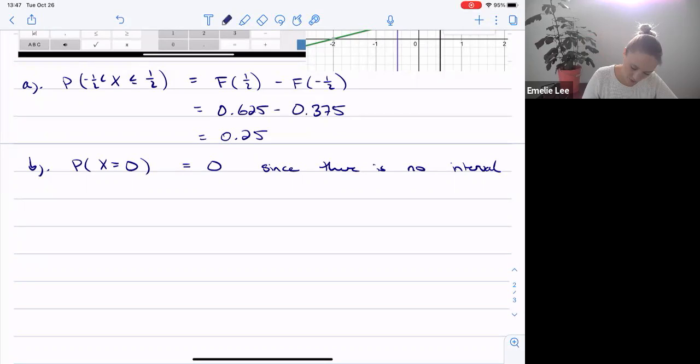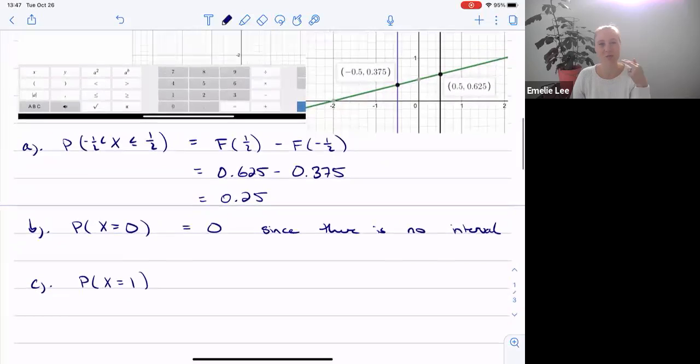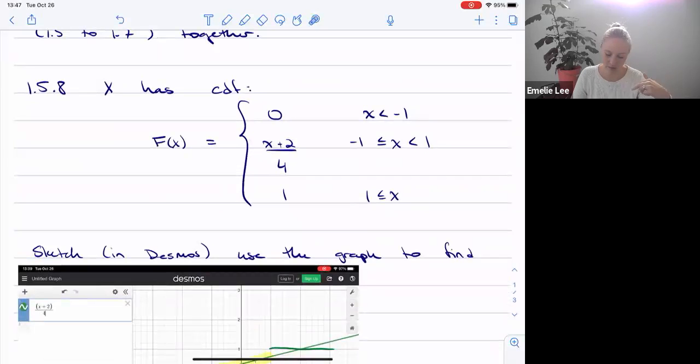Okay, so for C, we want to find, oh yeah, here's the one where it's kind of weird. X equals 1. Because x equals 1 is one of those transition points, we have different values. Up to 1, it behaves like (x+2)/4, and then at 1, it transitions to just being 1. So that's exactly what I'm going to do.